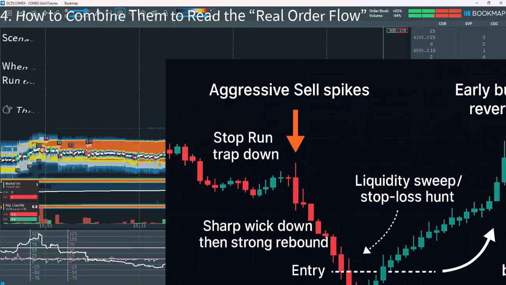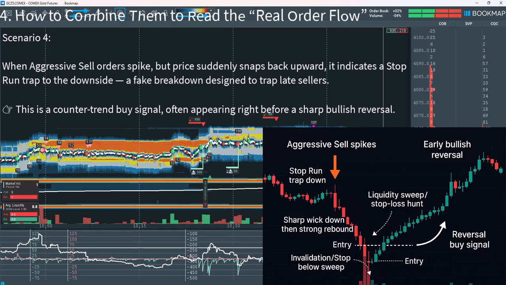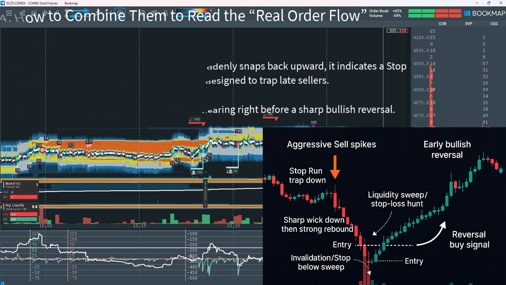Scenario 4. When aggressive sell orders spike, but price suddenly snaps back upward, it indicates a stop-run trap to the downside, a fake breakdown designed to trap late sellers. This is a countertrend buy signal, often appearing right before a sharp bullish reversal.